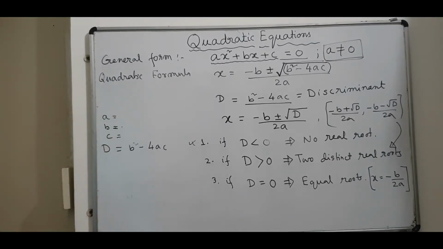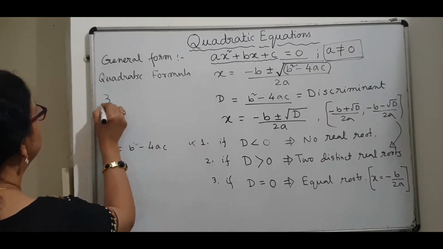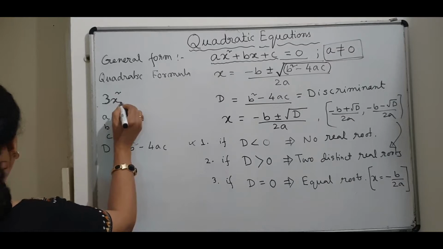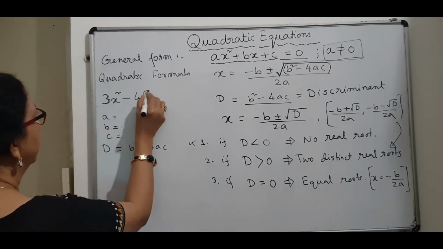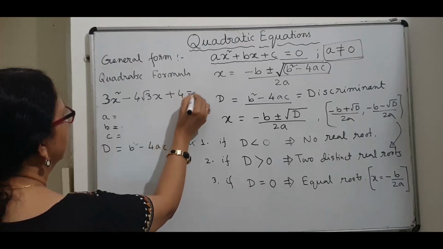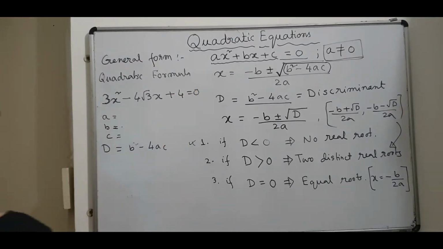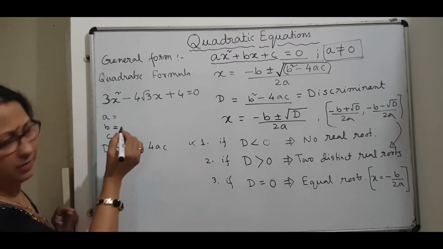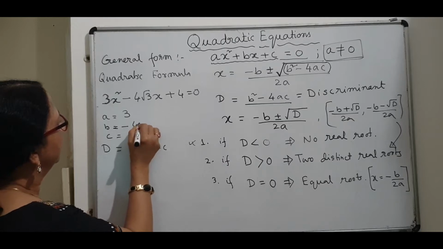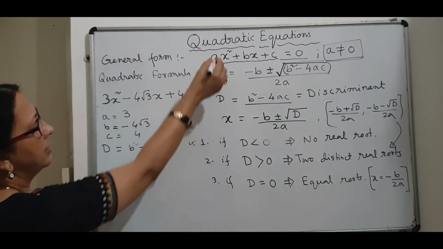So I take this from the second part. The equation is 3x² − 4√3x + 4 = 0. This is the equation. Again, let us write down the values: a is 3, b is −4√3, and c is 4. Comparing with the standard form.